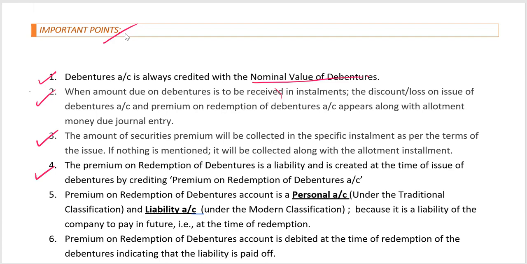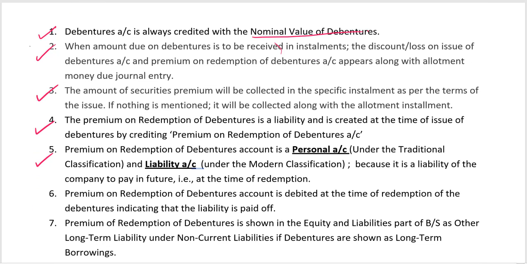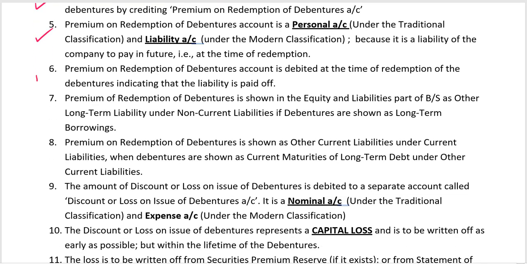The premium on redemption of debentures is a liability and is created at the time of the issue of the debentures by crediting premium on redemption of debentures account. The premium on redemption of debentures account is a personal account under the traditional classification and liability account under the modern classification because it is a liability that the company has to pay in future, that is at the time of the redemption. Premium on redemption of debentures account is debited at the time of redemption of the debentures, indicating that the liability is paid off.